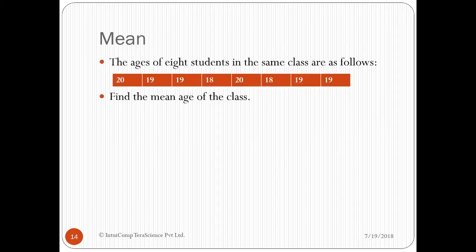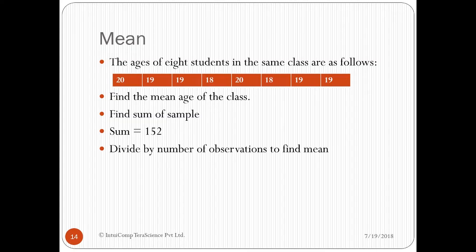Let's understand with a simple example. Consider the following data set of ages of 8 students in the same class. Find the mean of the class. To find the mean of the data set, first the total of all data points is calculated, which sum is 152. Then it is divided by the number of observations, and the mean is equal to 19.